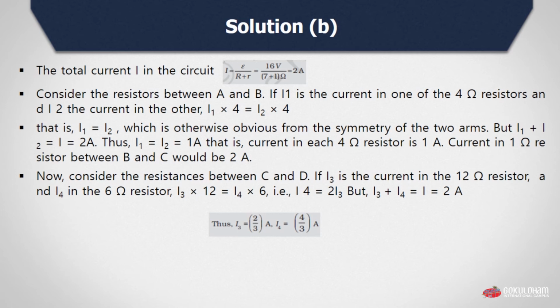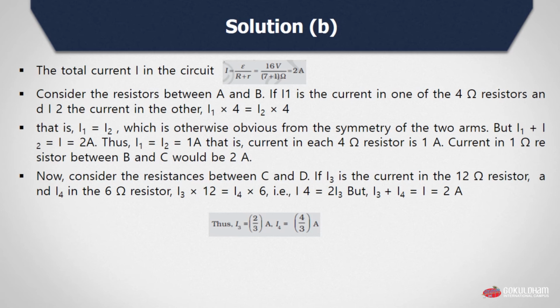Now consider the resistors between C and D. If I3 is the current in the 12 ohm resistor and I4 is the current in the 6 ohm resistor, then I3 into 12 is equal to I4 into 6. That is, I4 equals 2 times I3. But I3 plus I4 is equal to I, which is 2 A, and thus we have I3 equals 2 by 3 A and I4 equals 4 by 3 A. So our overall current is 2 A, and the currents in the resistors R3 and R4 are I3 equals 2 by 3 A and I4 equals 4 by 3 A. This is our solution for B.